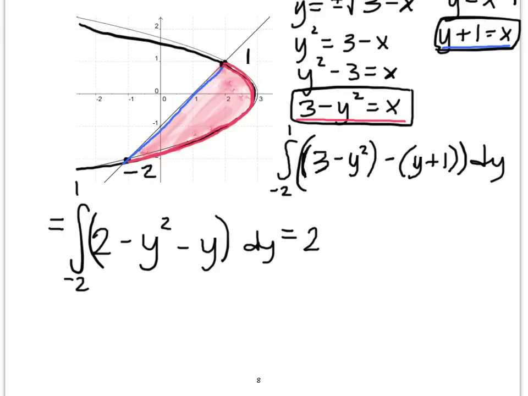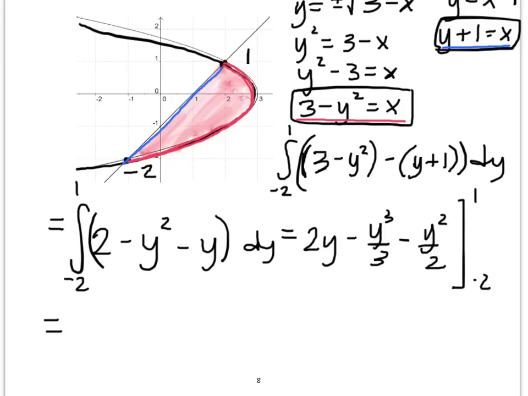So the antiderivative of 2 is going to be 2y. The antiderivative of y squared is going to be y cubed over 3. And the antiderivative of y is going to be y squared over 2. And we are evaluating this from our bounds of -2 to +1.